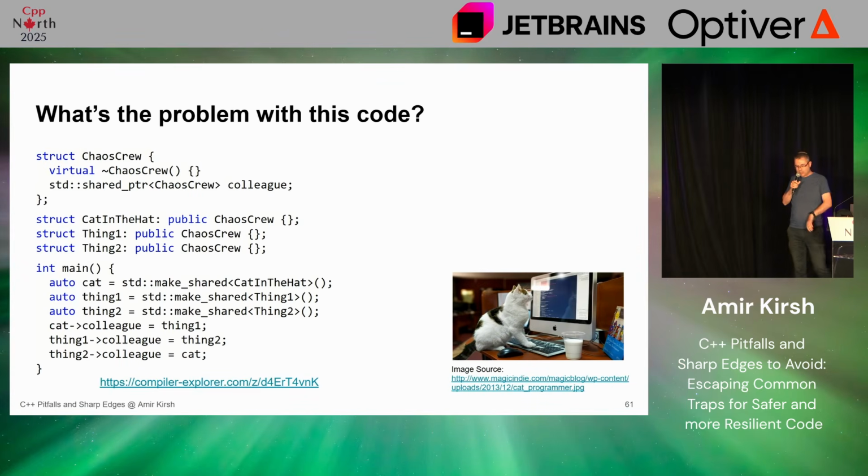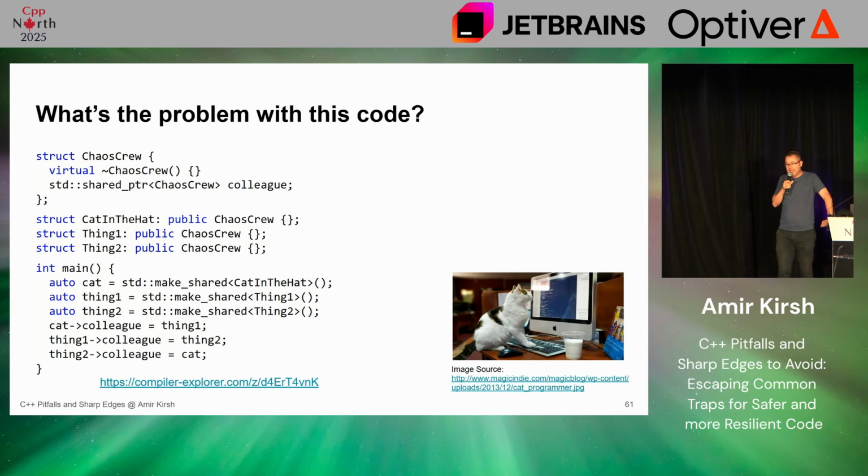What's the problem with this code? We have a cow screw. The cow screw is a struct with a virtual destructor and a shared PTR to its colleague. I mean, any cow's agent needs a colleague. They come as pair.